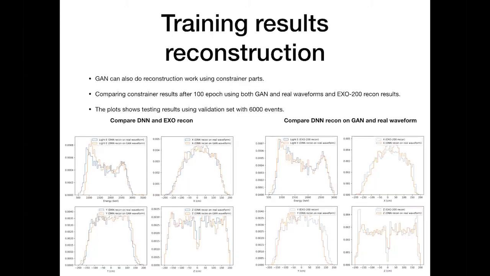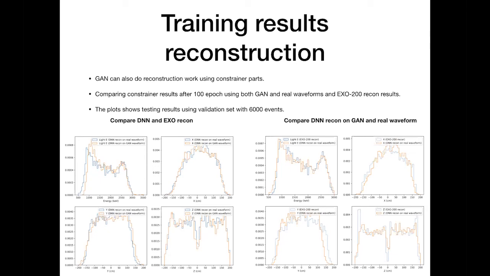Now, looking at a larger range, we can see some parts are not that good. The graph on the left is the result comparing the constrainer's reconstruction result and the conventional EXO-200 result. It definitely starts to lose accuracy at the lower energy range. That's probably because of the things we looked at in the previous slides, because the amplitude is relatively low in some channels.